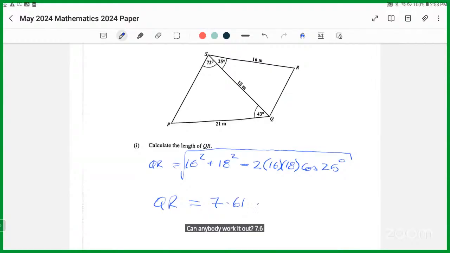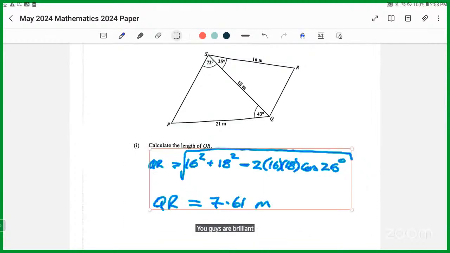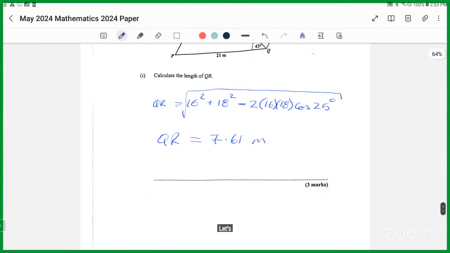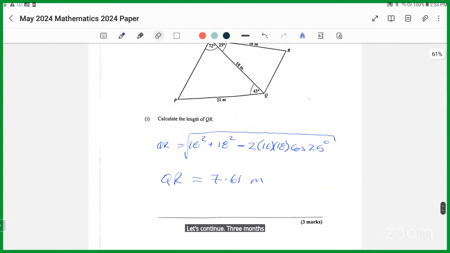7.61 meters. Just make sure. Anybody else get that? All right, good. Hey, you guys are brilliant around here. Brilliant. Let's continue. 3 marks for that. What are easy 3 marks?